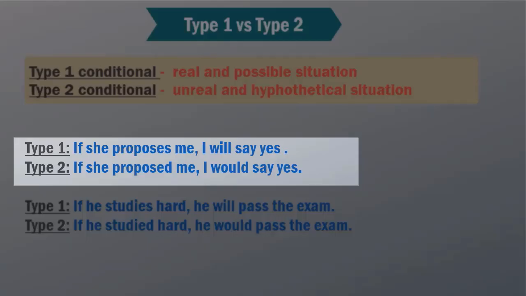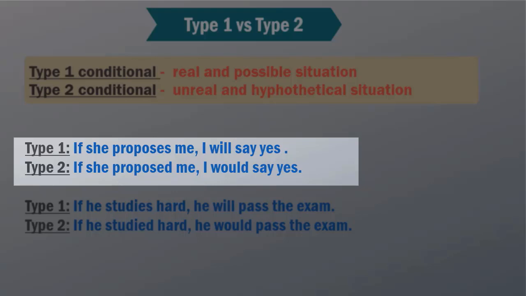If she proposes me, I will say yes. If she proposed me, I would say yes. Now, what is the difference, guys? First conditional sentence, if she proposes me, I will say yes. Here, I am expecting her to propose me. It's a real situation. There are real chances, right?